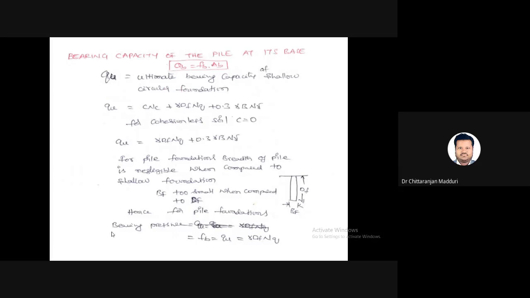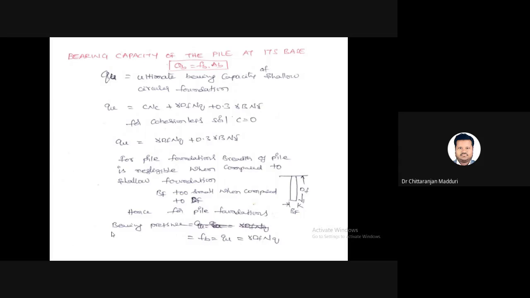So I am taking the first component, bearing capacity of the pile at its base. Bearing capacity of the pile at its base is equal to the bearing capacity of the soil at the bottom of the pile and the area of the pile at the base. We already know that the area of the pile at the bottom is equal to pi into d square by 4, where d is the diameter of the pile at the bottom.